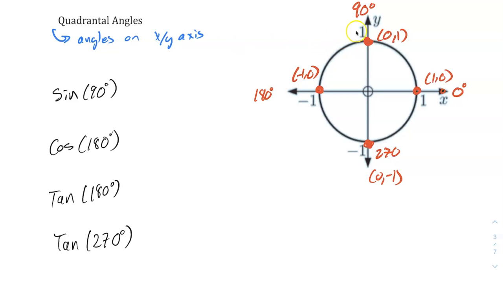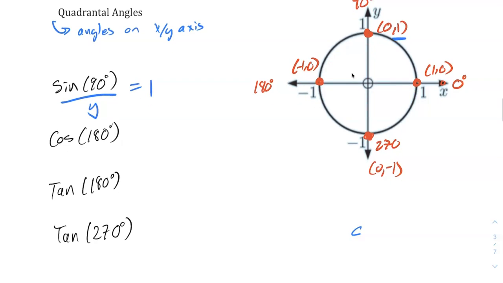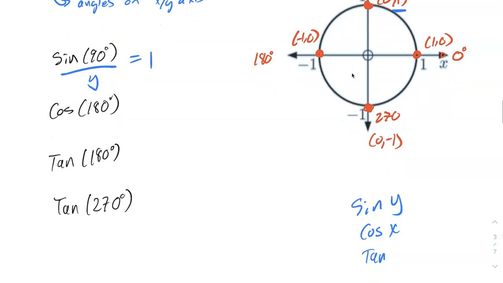So at sine of 90, I'm up here at 90, then we just have to remember sine's the y value, so it's just 1. We have to remember sine is the y value, cosine is the x value, tan is y over x, also known as sine over cosine. Most of them actually go opposite, so tan is sine over cosine, which is y over x.